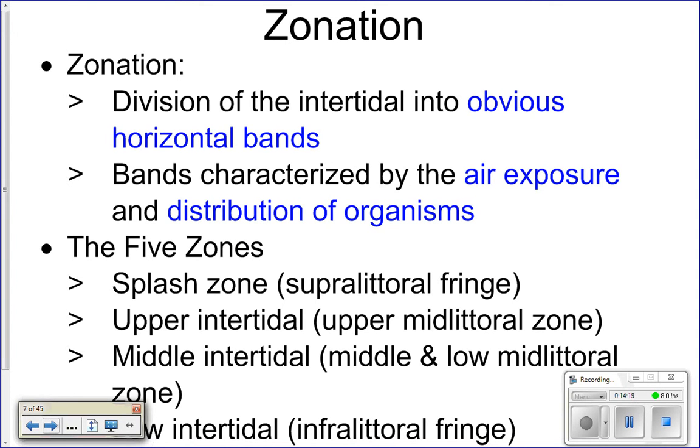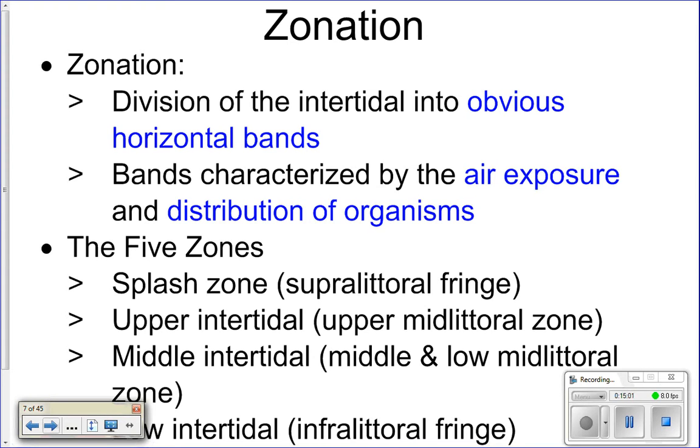Okay, so if you ever go to the rocky intertidal zone, you may notice that there are actually like bands in the rocky intertidal zone. And the bands are formed from animals. Different types of animals can withstand different amounts of air exposure, so they will be found in certain areas of the intertidal, and those animals tend to have a certain color. So you get these bands of color in the intertidal zone because of the animals and the color that they are. There's 5 zones.